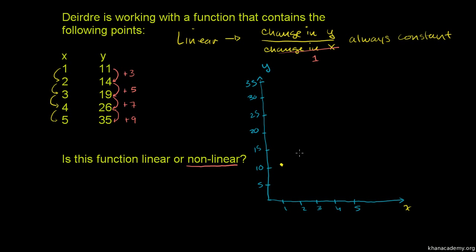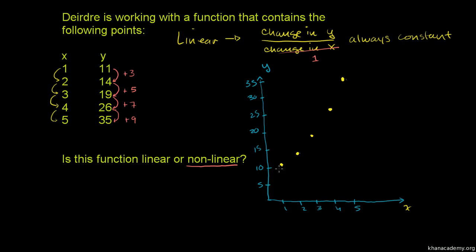When x is 2, y is 14. That's right about there. When x is 3, y is 19, right about there. When x is 4, y is 26, right about there. And then finally, when x is 5, y is 35, right up there.